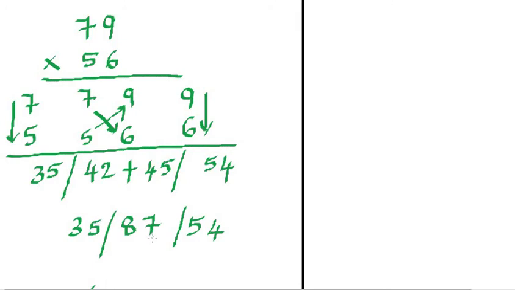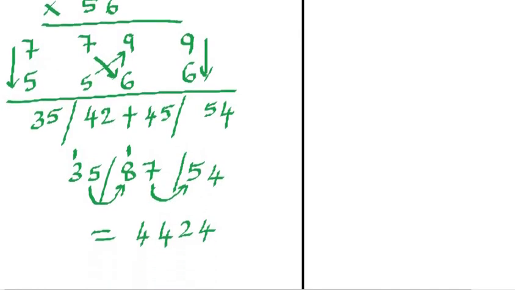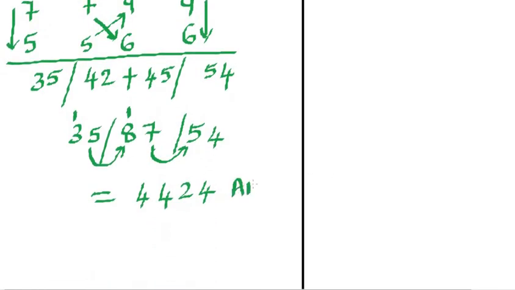Let's add. The 7 and 5 have to be added. The 5 and 8 have to be added. So now how do we go about it? The 4 has to be brought down. 7 and 5 gives us 12. So put a 2 here and carry the 1 up above 8. So now 8 plus 5 is 13, but 13 plus 1 will give us 14. Again, carry that 1 above 3. So 3 plus 1 is 4. So the answer for 79 multiplied by 56 is 4424.